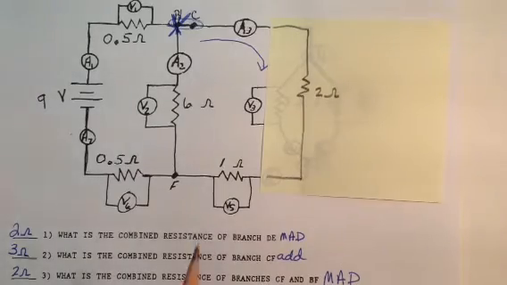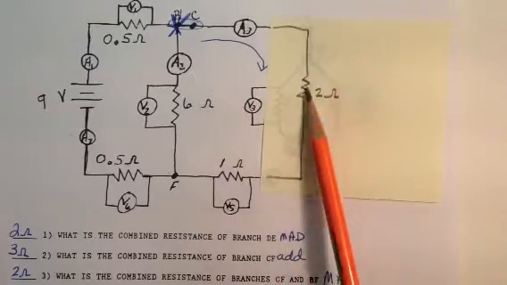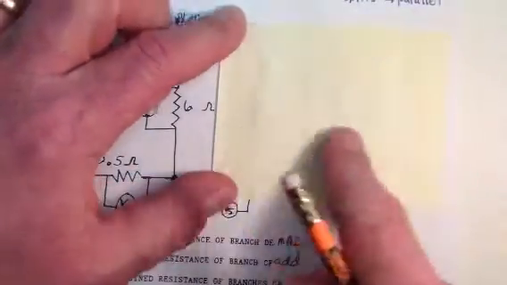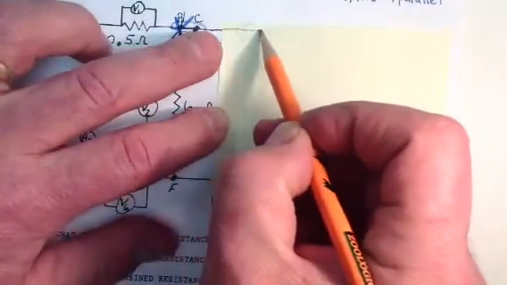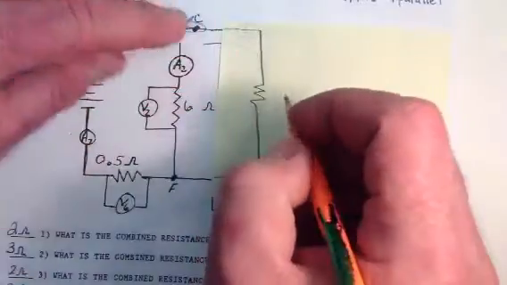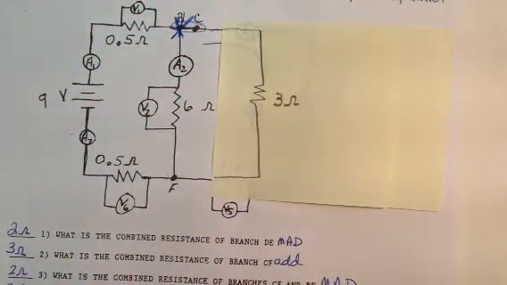Next part was from branch C to F, so there are no forks in the road, so we just add the two resistors up, so the 2 ohms and the 1 ohm, and I'm going to cover that up, and we replace everything that was there with a 3 ohm resistor.